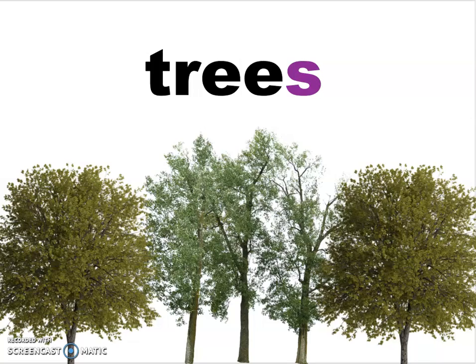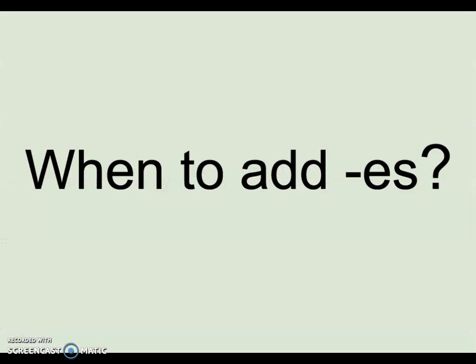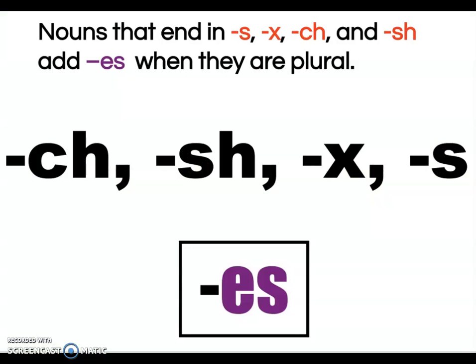to make it plural. Now you may be wondering to yourself, when would I add an es? So here are the cases when you would add an es to the end of the word to make it plural. Nouns that end in s, x, ch, and sh add es when they are plural. Ch, sh, the H brothers, x and s all get an es to make them plural.